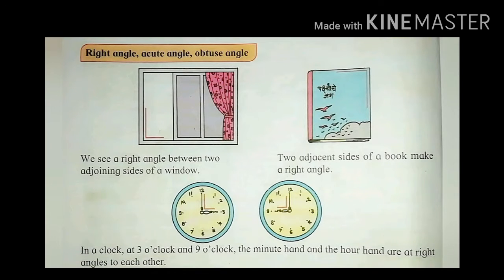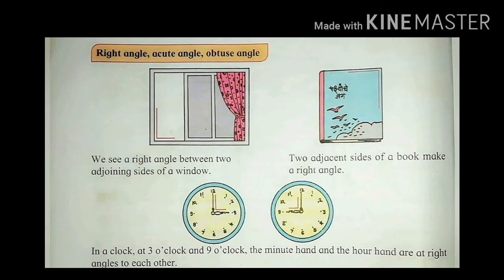There are three types of angles here: right angle, acute angle, obtuse angle. First, we see a right angle between two adjoining sides of a window. There's a picture shown here in which you can see a right angle. These are two adjoining sides of windows. Second picture, two adjacent sides of a book make a right angle. In the book shown, at every corner of that book you can make a right angle.